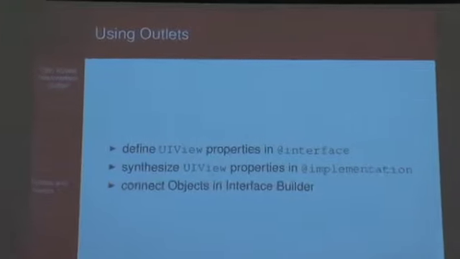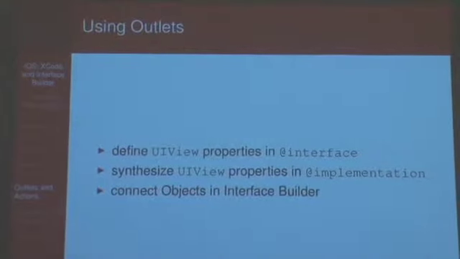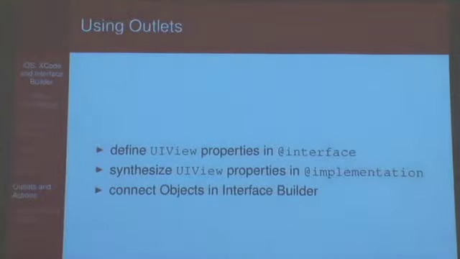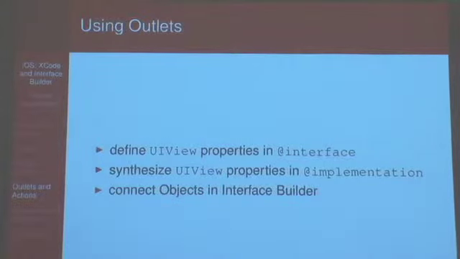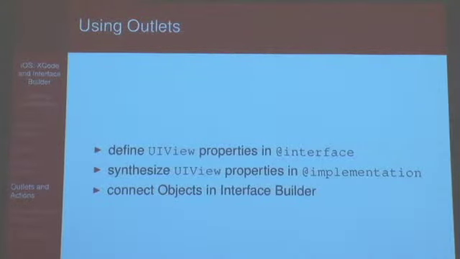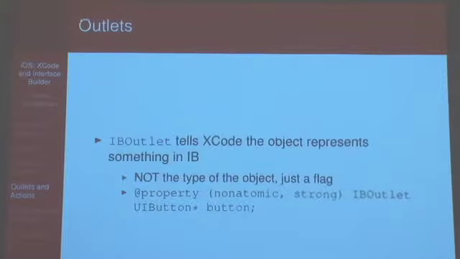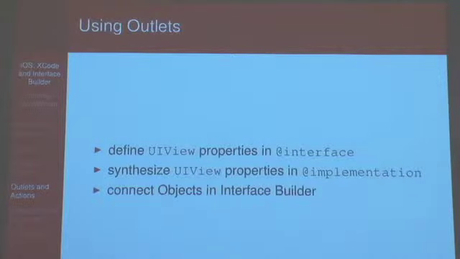So this is basically your workflow for using outlets. You're first going to want to define an object for each of the UI views you care about, and that's in the .h file. Then just like any other property, you're going to want to synthesize it in the .m file, or the implementation. So there's really nothing special about this property. Even though it represents an actual button on my app, it's really no different than the integer we just looked at before. And finally, we're going to connect the objects using Interface Builder.